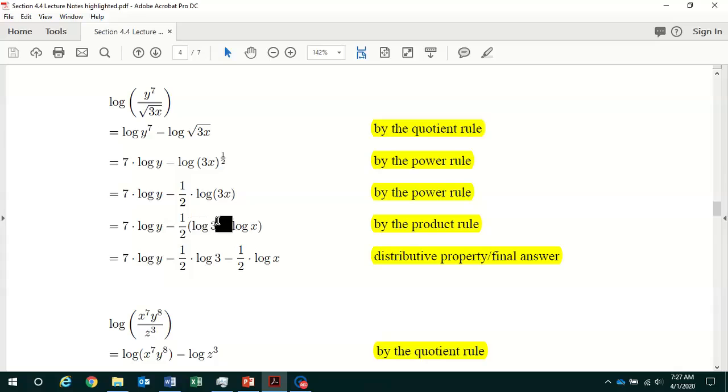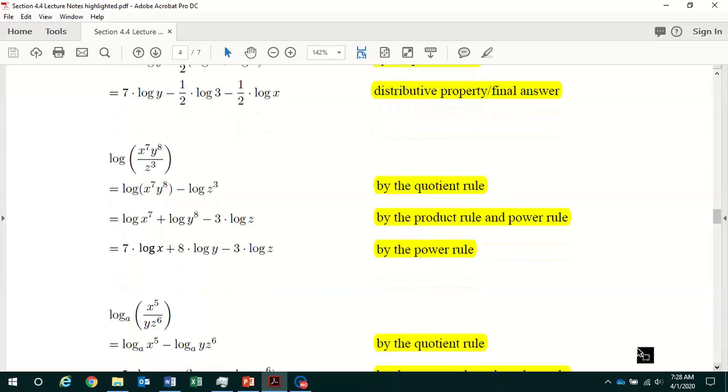And then we distribute the minus 1/2 inside the parentheses, and we end up with 7 log y minus 1/2 log 3 minus 1/2 log x. And so this single logarithm up here, when fully expanded, equals this down here at the very bottom.